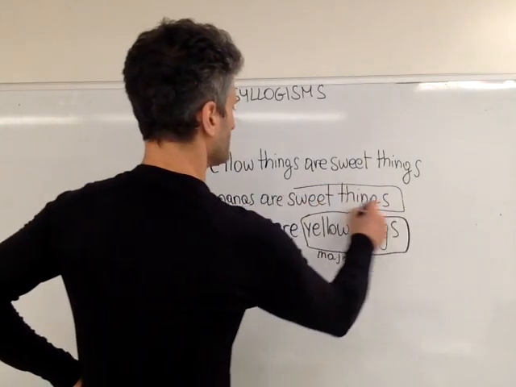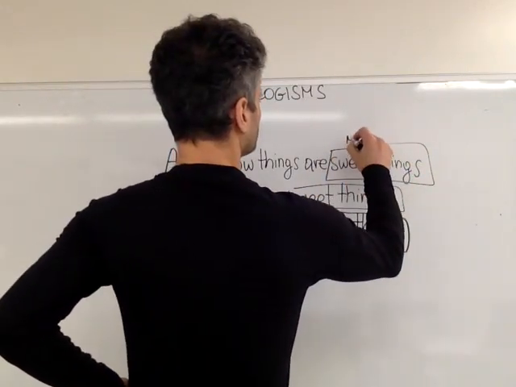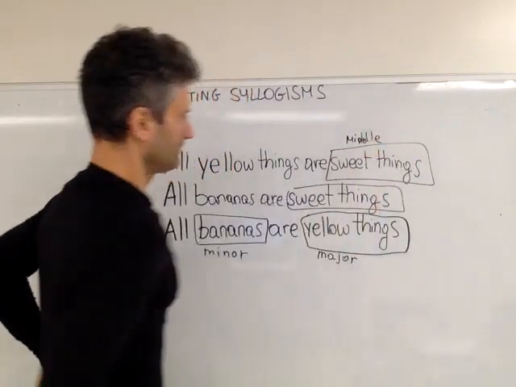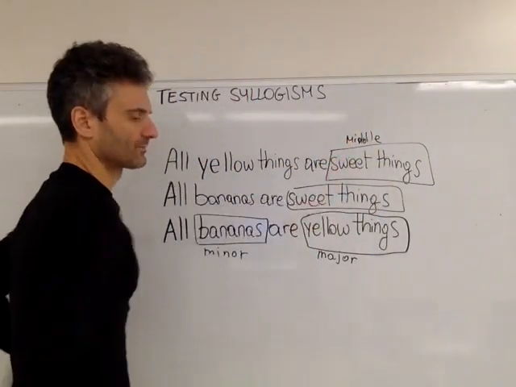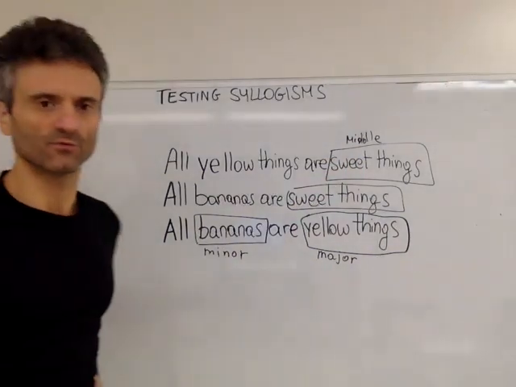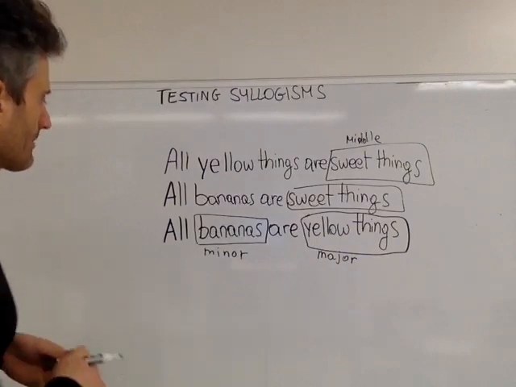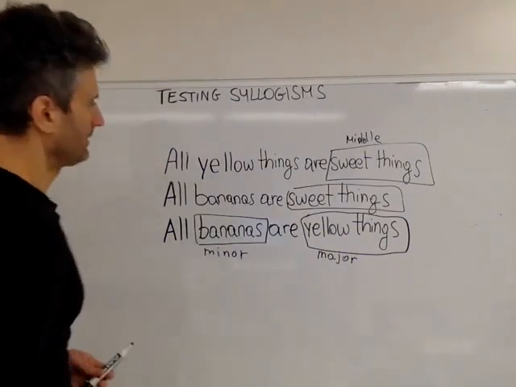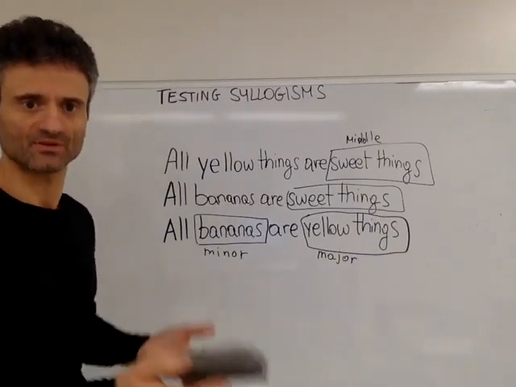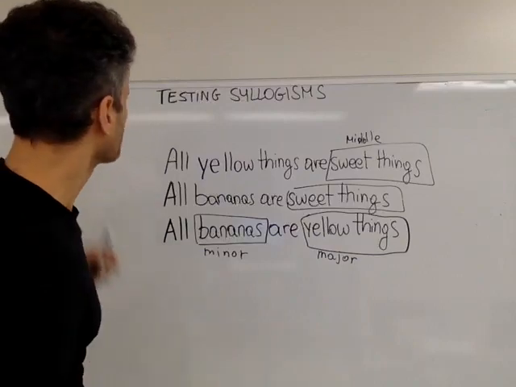This is the middle term. Middle term and middle term. Okay. This is a standard form categorical syllogism. Whether it's valid or invalid is something that we are going to find out soon.